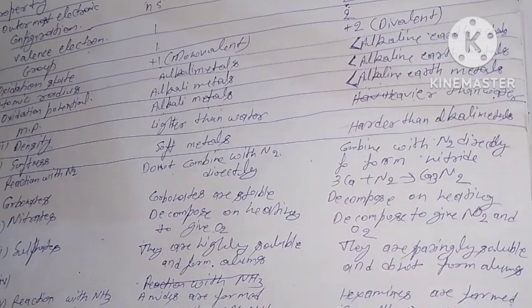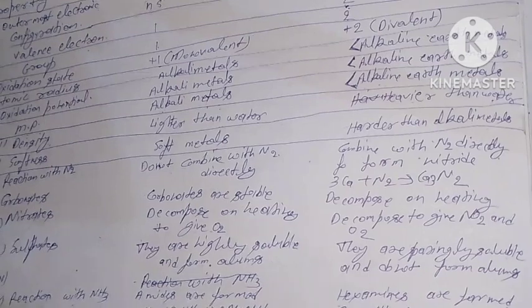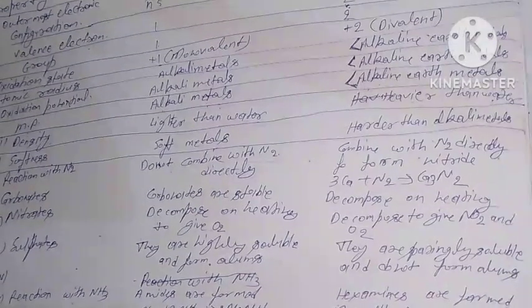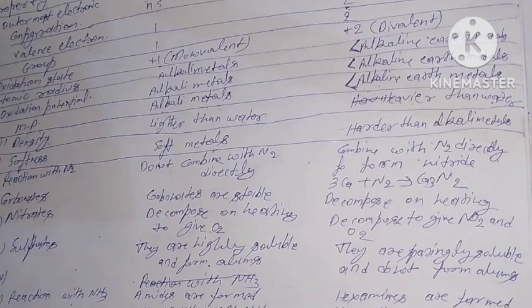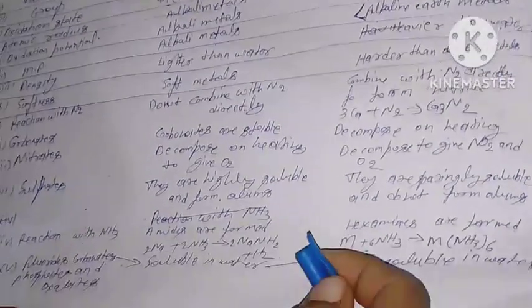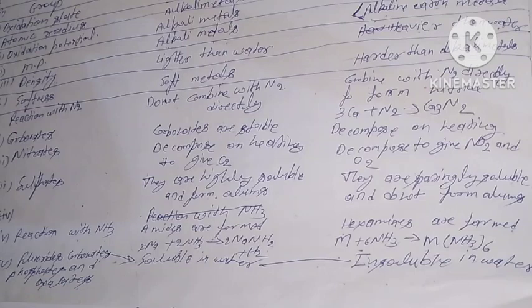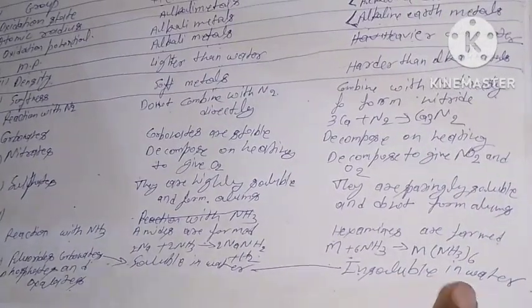Next, fluorides, carbonates, phosphates, and oxalates. The fluorides, carbonates, phosphates, and oxalates of alkali metals are soluble in water, but the fluorides, carbonates, phosphates, and oxalates of alkaline earth metals are insoluble in water.